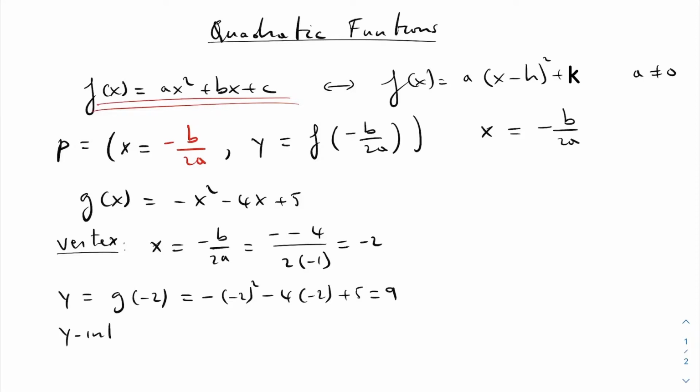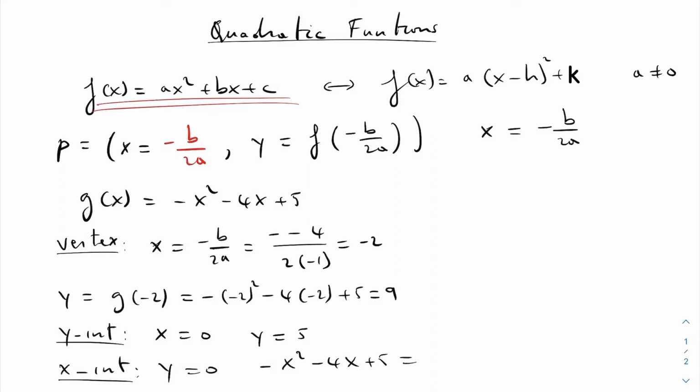And as usual, your y-intercept in this case is going to be the point of coordinate x equals 0. And so if you plug 0 into your function, you're going to get the constant c at the end. And so you're going to have here y equals 5. And for the x-intercept, you need your y coordinate to be 0. And so therefore, you need to set the function equal to 0. And so you're going to have -x squared minus 4x plus 5 equals 0, which should give you x equals 1 and x equals -5.